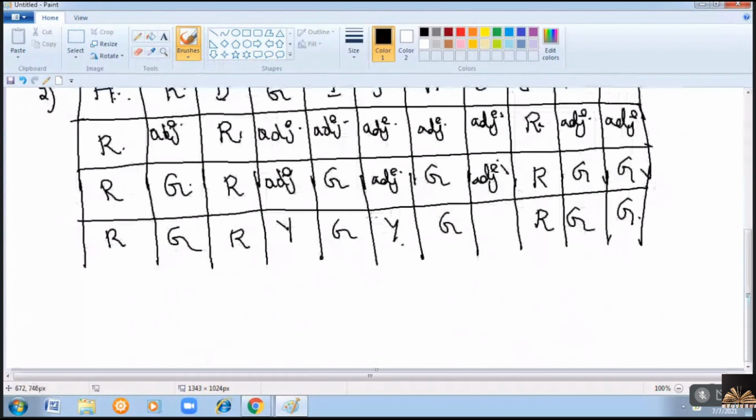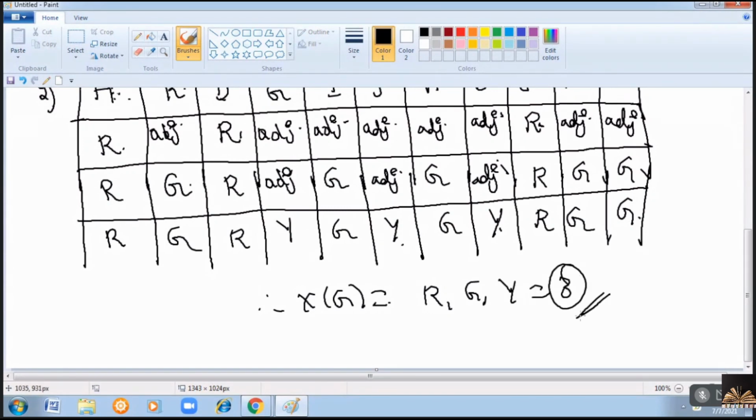Right? Now all the vertices are colored. Therefore, what is the chromatic number of this graph? How many colors have you used? Red, green, yellow. Therefore, the chromatic number is 3.